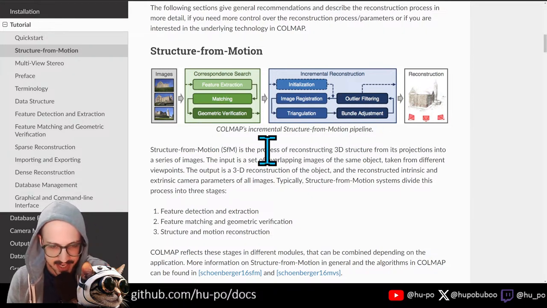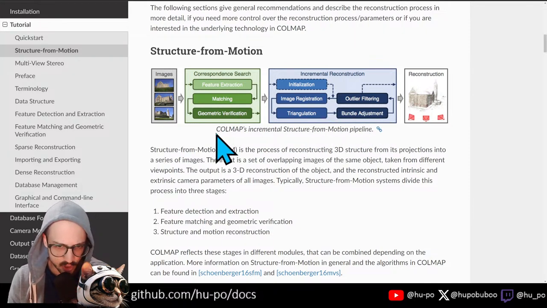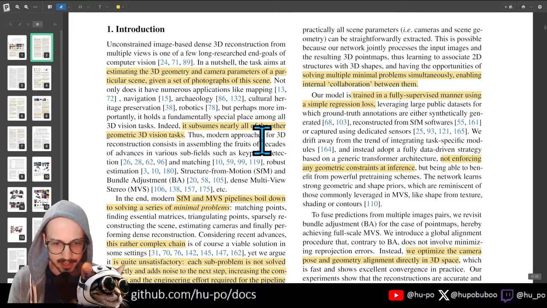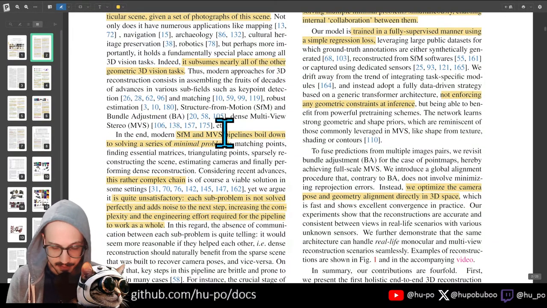So there's multiple decades worth of computer vision papers where it's just one paper that tries to find a better type of bundle adjustment, right? So COLMAP is kind of the pinnacle of that, which is like, hey, we've basically aggregated all these different techniques and all the different papers and all the different best ways of doing each of these little things into one big pipeline, right? But the problem with this, SfM and MVS pipelines like COLMAP boil down to solving a series of minimal problems, such as matching points, blah, blah, blah. This rather complex chain is quite unsatisfactory. Each subproblem is not solved perfectly and adds noise to the next step, increasing the complexity and engineering effort required for the pipeline to work as a whole.